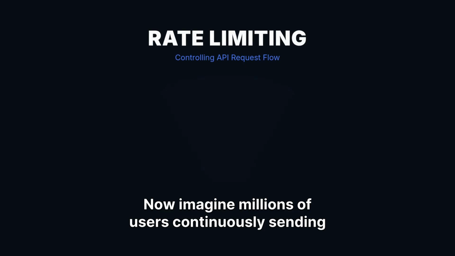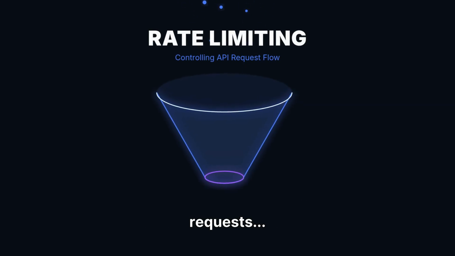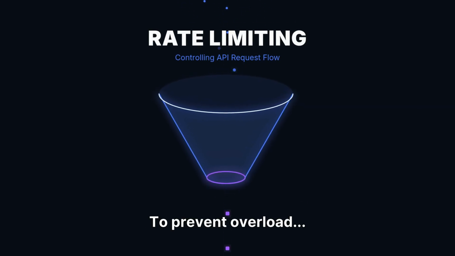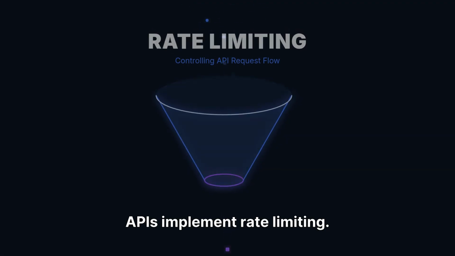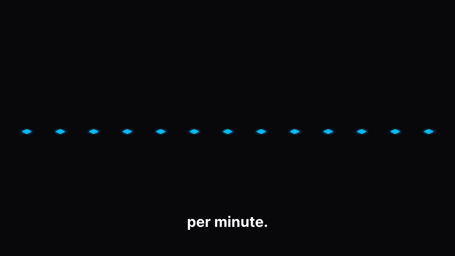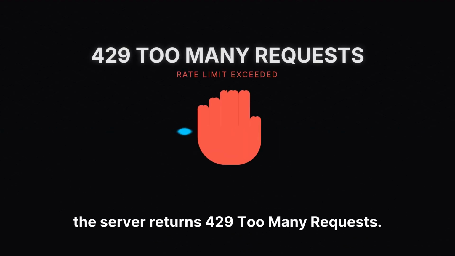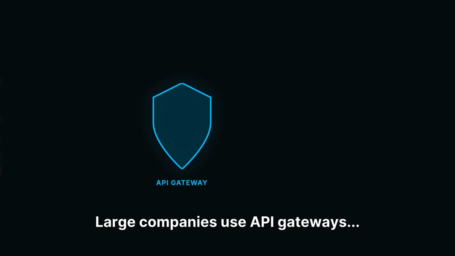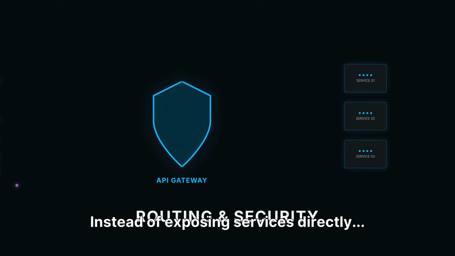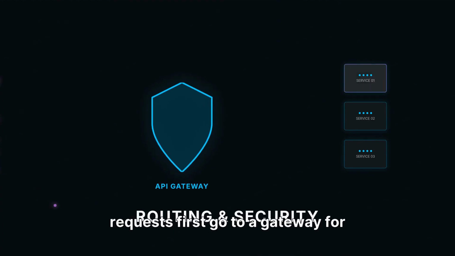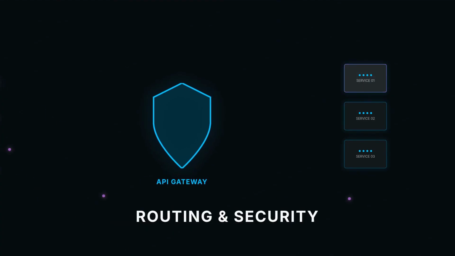Now imagine millions of users continuously sending requests. To prevent overload, APIs implement rate limiting. For example, a server may allow only 100 requests per minute. If exceeded, the server returns 429 too many requests. Large companies use API gateways. Instead of exposing services directly, requests first go to a gateway for authentication and routing.